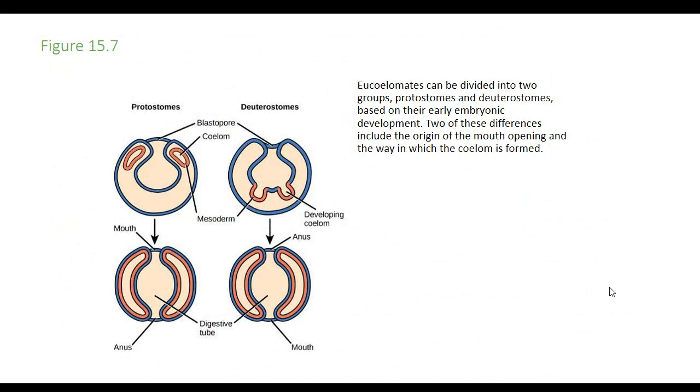All the other animals, this first opening that forms becomes the mouth and the anus at the other end. That difference is considered important enough to be a basis for grouping animals the way they are on that evolutionary tree.